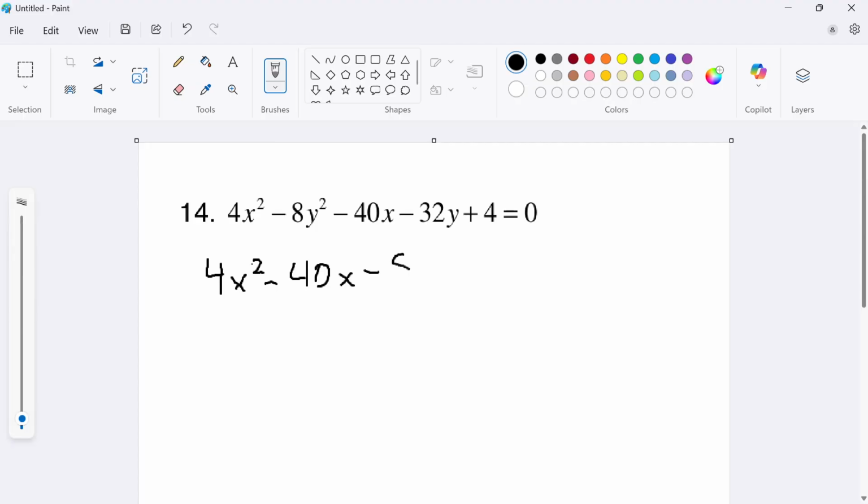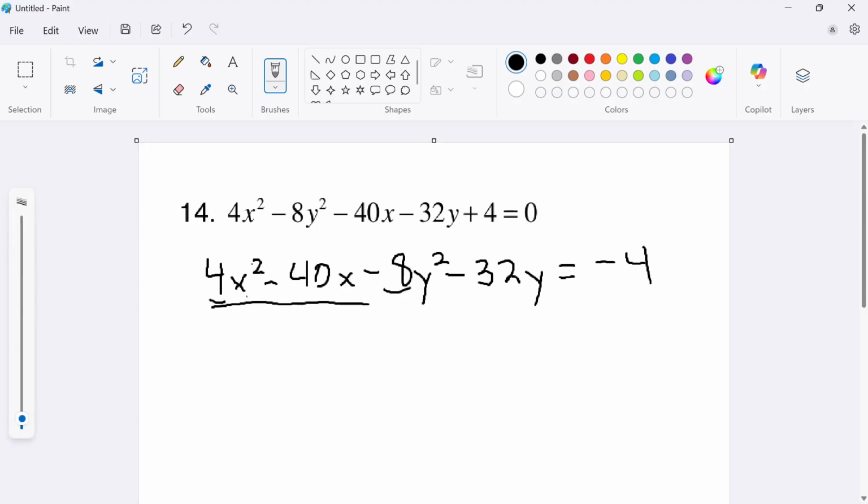40x minus 8y squared minus 32y equals, I'm going to put that negative 4 on the other side. I subtract negative 4. Now, right now, the signs are different. This is a hyperbola, and it looks like a horizontal one because the x squared component is positive. But if the number on the other side remains negative, I'm going to have to divide everything by a negative number, and then the x squared and y squared will change signs. So I don't know if this is horizontal or vertical at this point, so I'm going to wait before I decide.